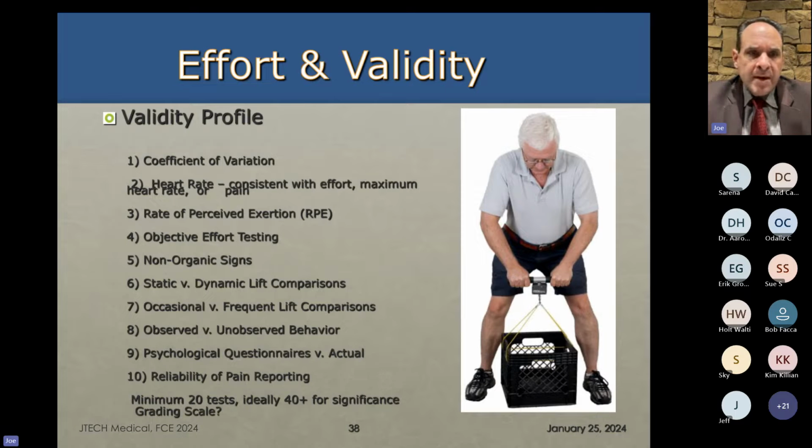And then to put it all together, you have a validity profile. You can grade it on a regular 80, 90 ABC kind of scale. As you can see, there's so much you could put together here: coefficient of variation, heart rate, rate of perceived exertion, objective testing. It's a big package for your FCE and your clinic that you can use to determine if there's reliability of effort, sincerity of effort, and valid results. I say you need at least 40 of these to make sure you have something substantial.